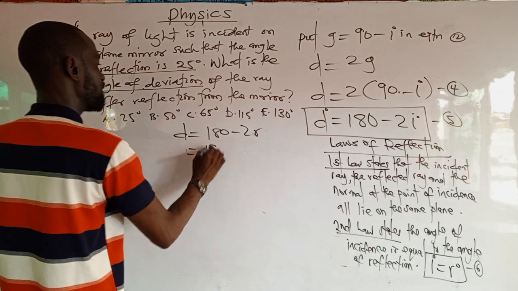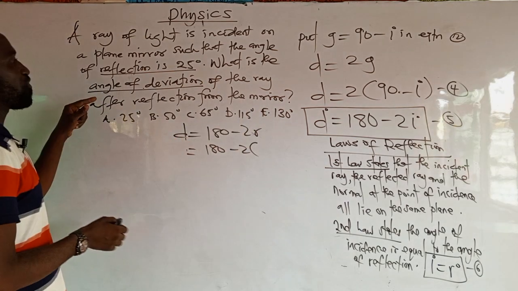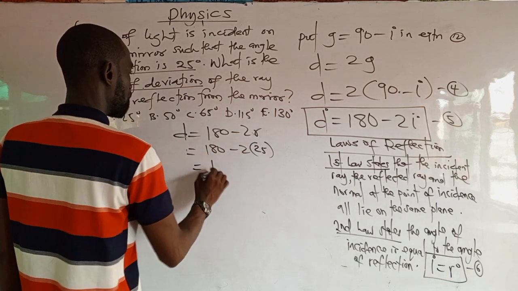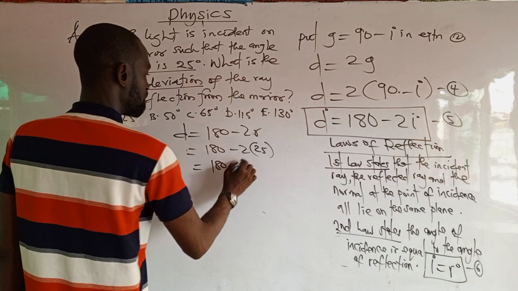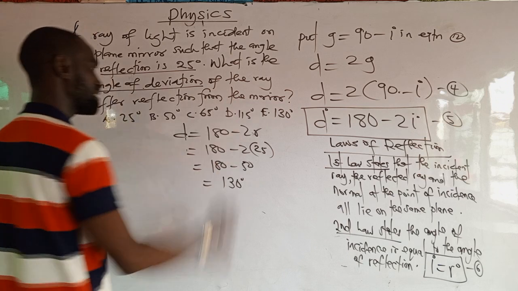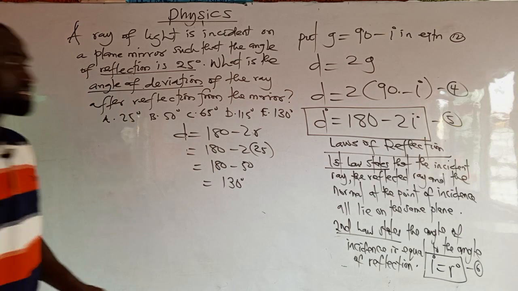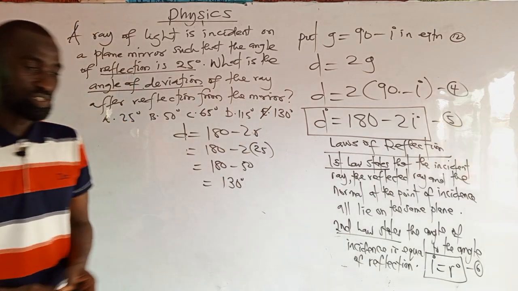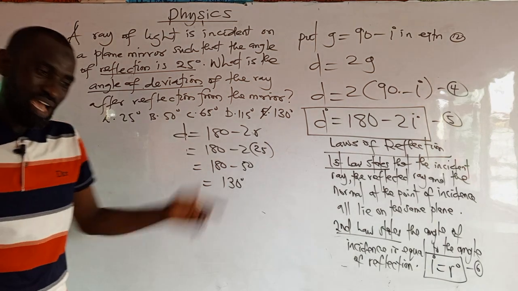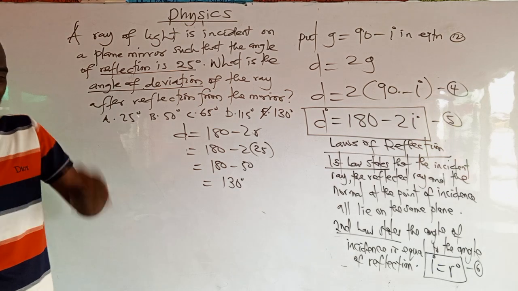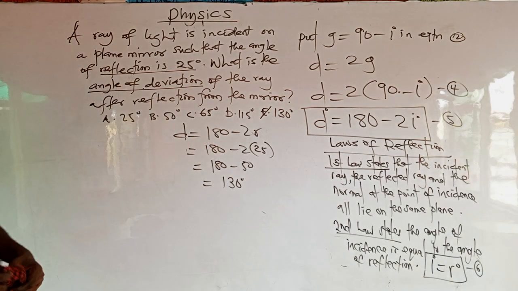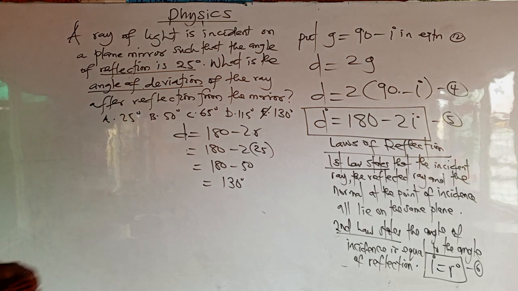I just substitute. 180 minus 2 brackets, angle of reflection, 25. So now it is 180 minus 50, which equals 130 degrees. So the answer to that question is 130 degrees. The first one is the formula that connects angle of incidence with angle of deviation. The next one connects angle of reflection with angle of deviation, which is the one we just solved now.